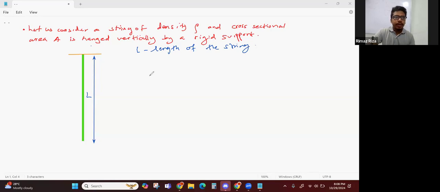Try to write down an equation for the mass of the string in terms of capital A, rho, and capital L. I'll give you a minute.